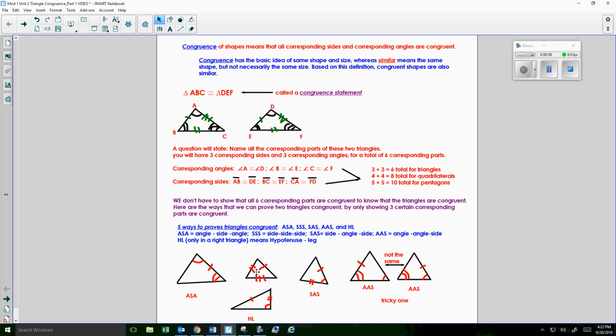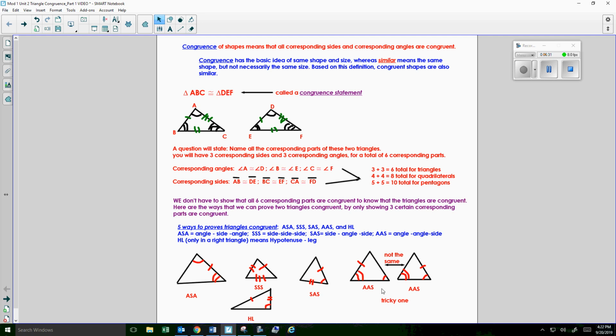Here we had SSS. I don't know what happened to... maybe I covered it up. SSS: side, side, side. Very easy. Okay. Here we have SAS. So the included piece here is the angle. The middle one is the angle included between the two sides.